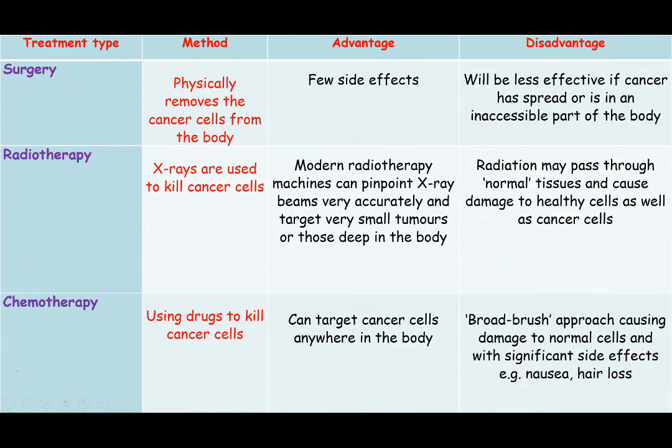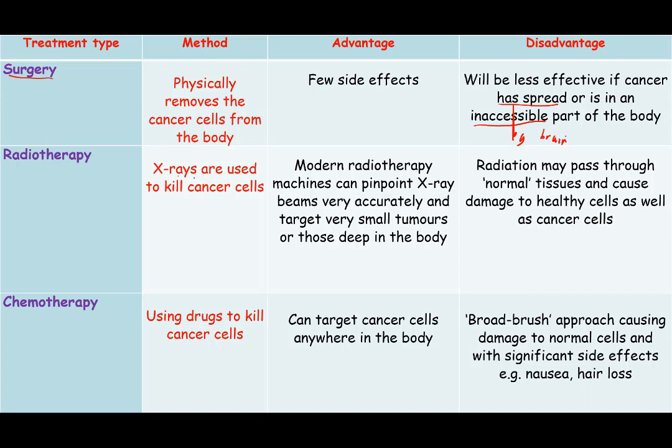So this then just shows you all the different methods and the advantages and disadvantages for treating different types of cancer. So for surgery, it physically removes the cancer cells from the body. So you cut them out. The advantage is there's few side effects. Because there's no chemicals involved, there shouldn't be any side effects. Might just be a bit painful for a while. But the disadvantage is it's not effective if the cancer has spread or it's in an inaccessible part of the body. So e.g., part of the brain may be inaccessible because you just cause too much damage trying to cut it out.